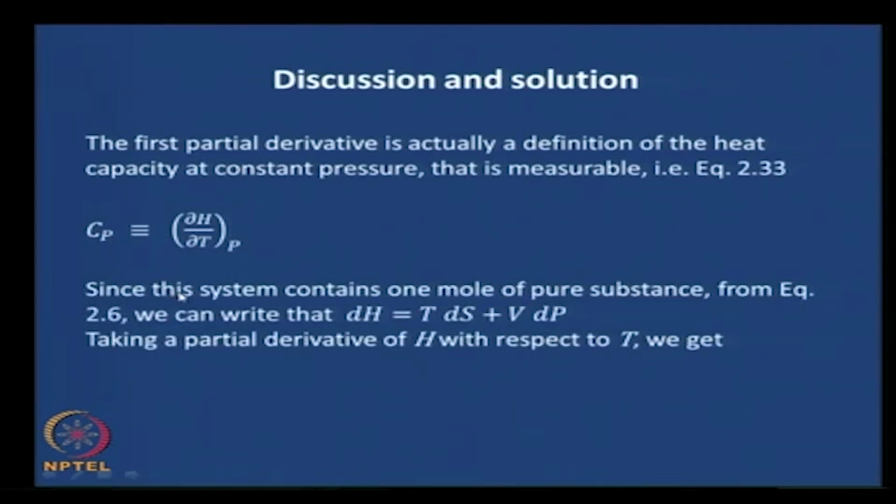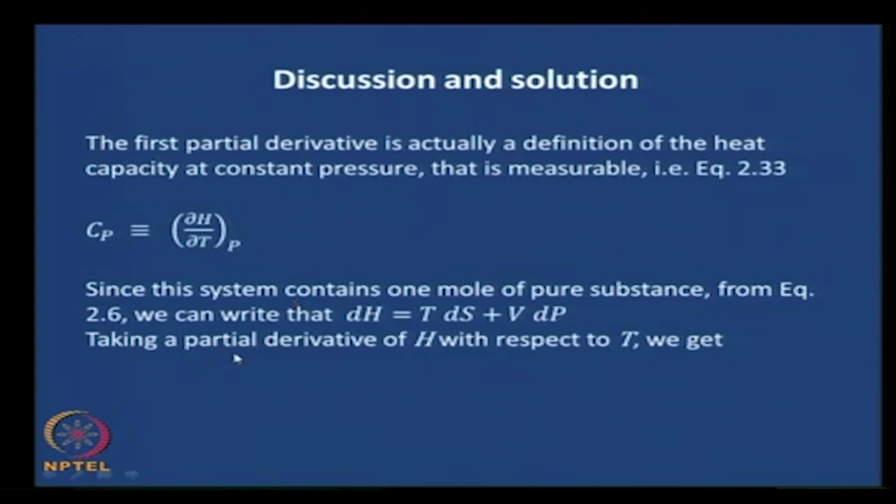Since the system consists of 1 mole of a pure substance, if you look at the equation 2.6 that we had written earlier, we can write the same equation 2.6 given here, dH equals TdS plus VdP. This is for a closed system consisting of 1 mole of a pure substance.